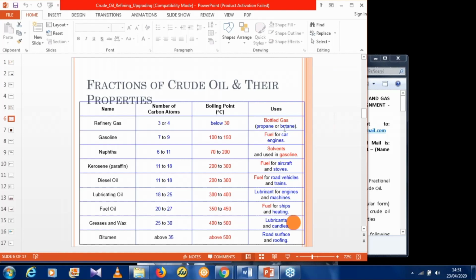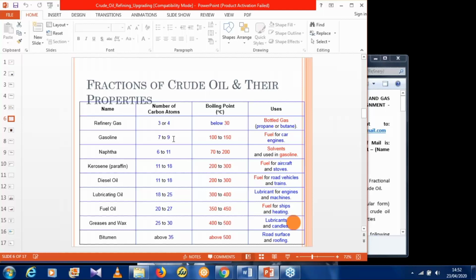Now the uses are also put in tabular form. They are used as propane and butane, most of the bottled gases that are used for cooking and for some other activities. They can be bottled. That's your gas. They are the ones you find in your gas cylinder. They are the ones we use in cooking also. All right.